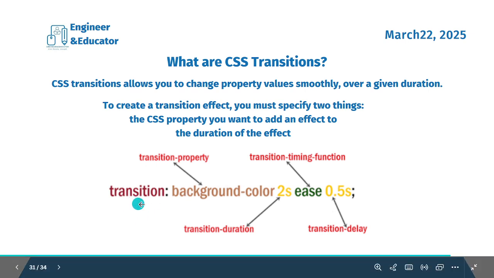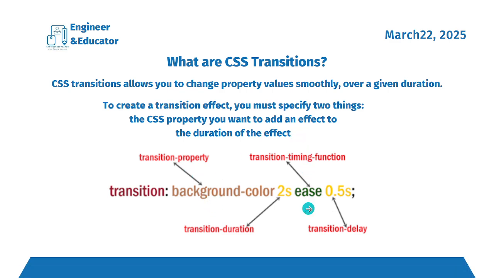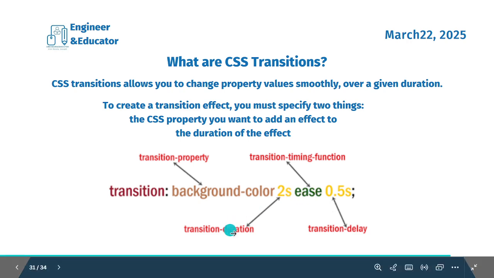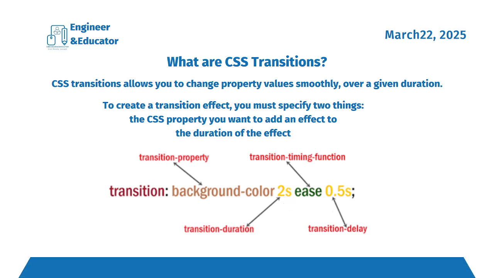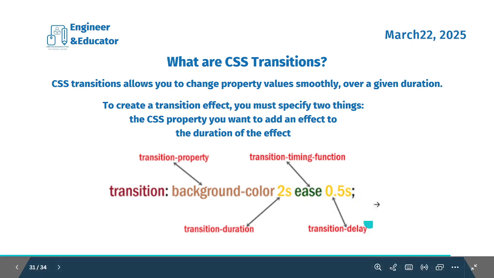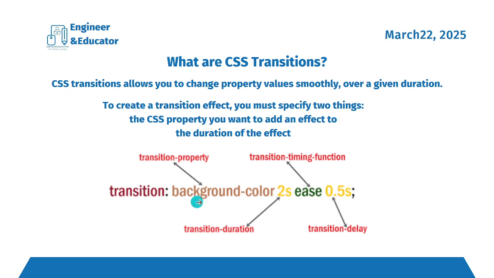So for transition, you must give the background transition property, and the transition timing function is ease-in, ease-out. Many timing functions are there that you can apply, and you can also give the transition duration, for example 2 seconds, how much time it must last, and after how much delay. That is a 0.5 seconds transition delay. This is a typical example of a transition to be applied to a particular element.